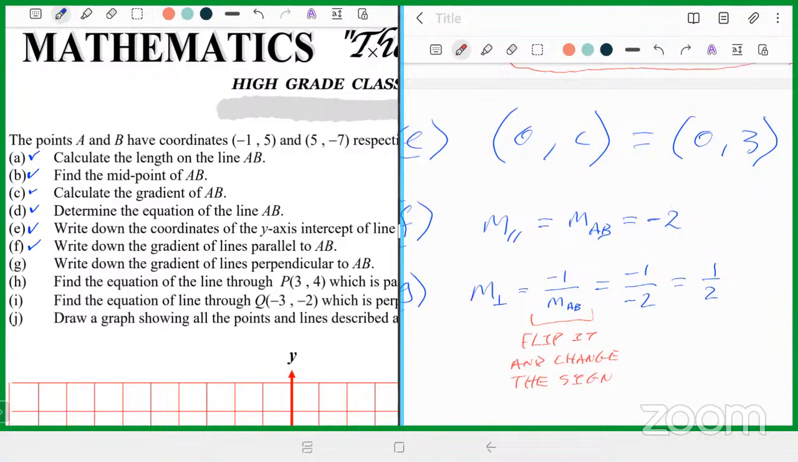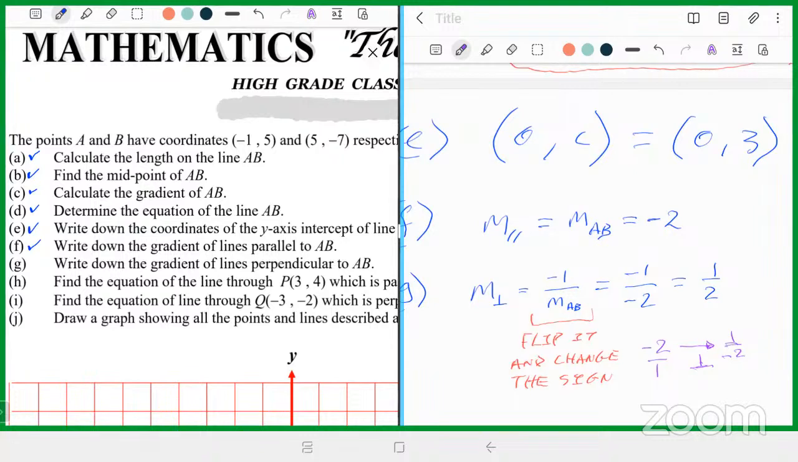So if I'm doing this flip it and change the sign, I'm starting with this -2 as my gradient of AB, and I want to go to the perpendicular gradient. Then this -2, I would view as -2/1. When I flip it, it will become 1/-2.